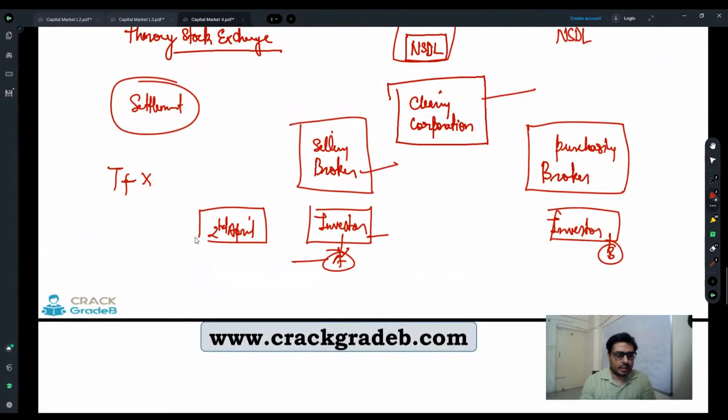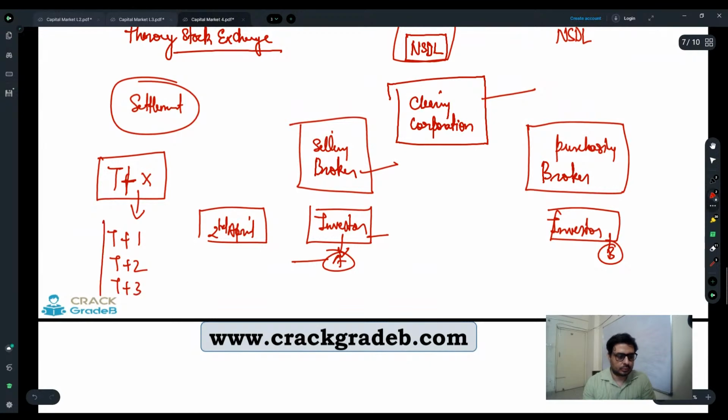So T plus X, that is the settlement time, right? Right now, India has what kind of settlement? T plus 1, T plus 2, or T plus 3? What kind of settlement does India have right now? Sir, we can do one thing: complete this static portion as soon as possible, then do current affairs daily so that something productive can happen. T plus 1.